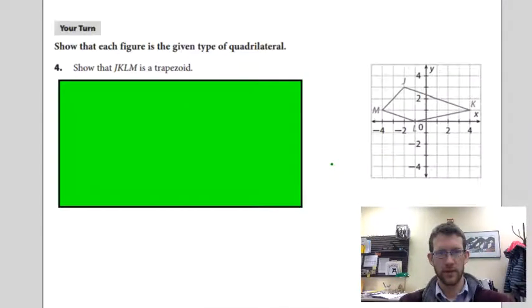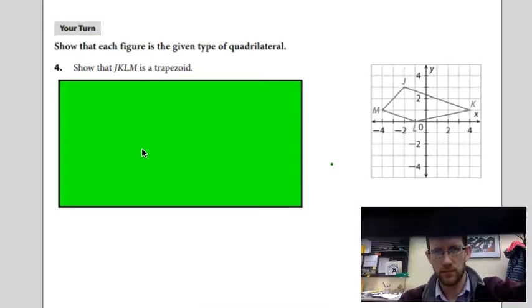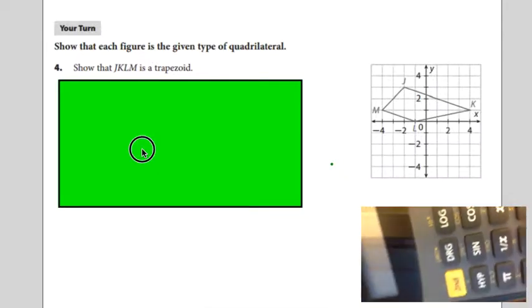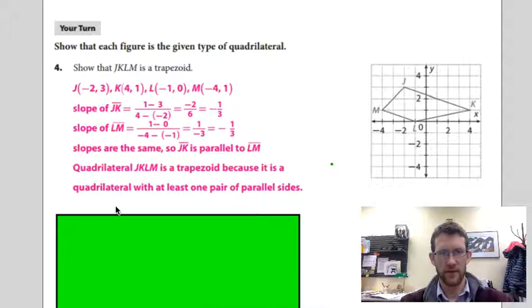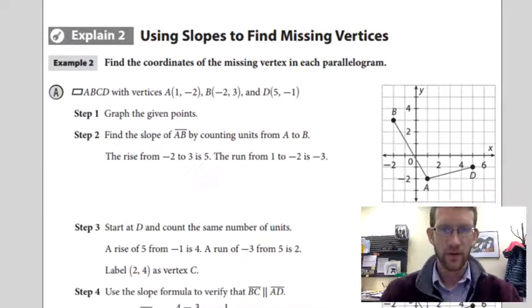Cool. See if you can do number 4 real quick. Pause here. And hopefully you got that it's a trapezoid because there's only one pair of parallel sides. I mean, it's pretty obvious to see, but okay.